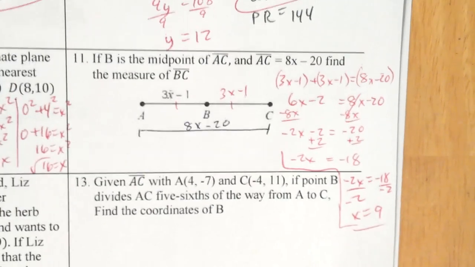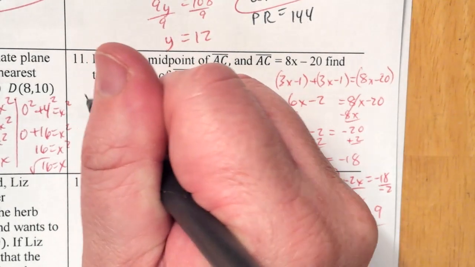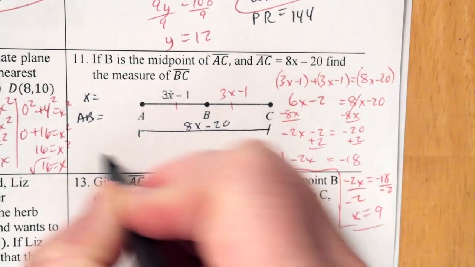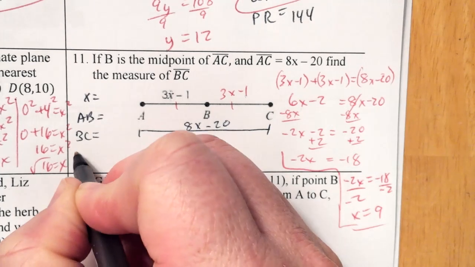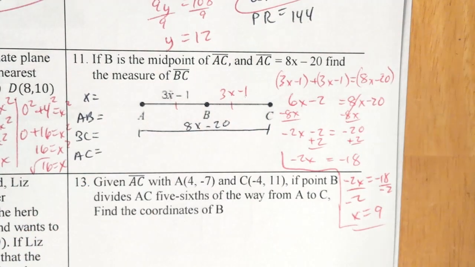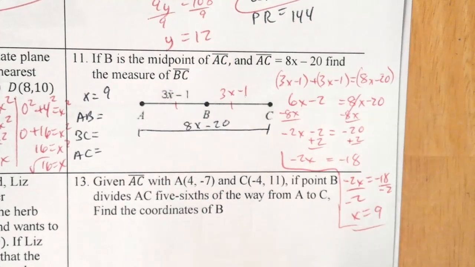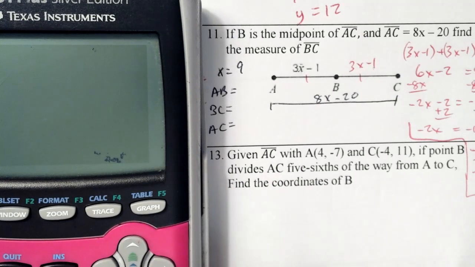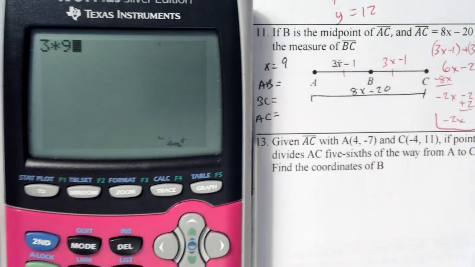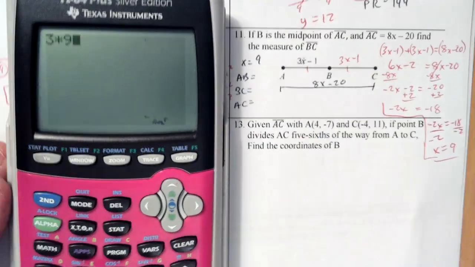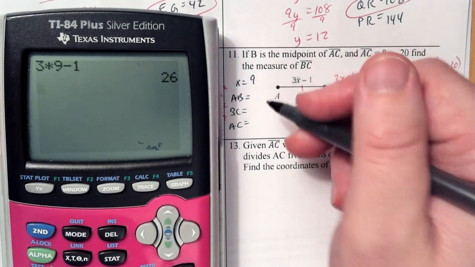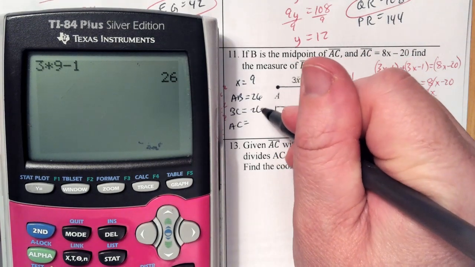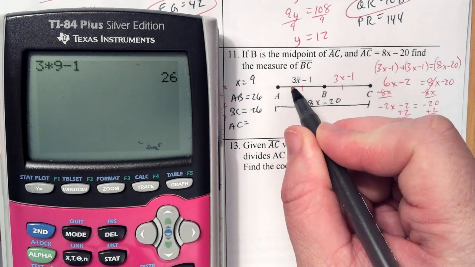All right, as soon as you have that, we need our left side, A to B, we need our right side, B to C, and we need our whole shebang, A to C. We just said that x was 9. So if you plug this back in, 3 times 9, and then you subtract that 1, we would get that this was 26. And the right side would also be 26, right? Because it's the same exact thing, because it says 3x minus 1 on both of them.